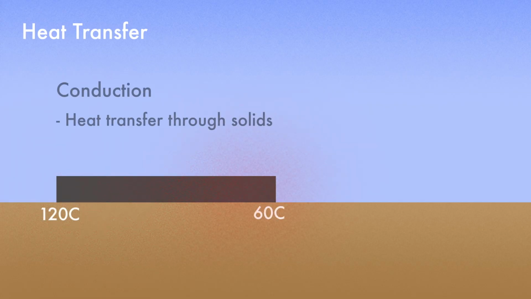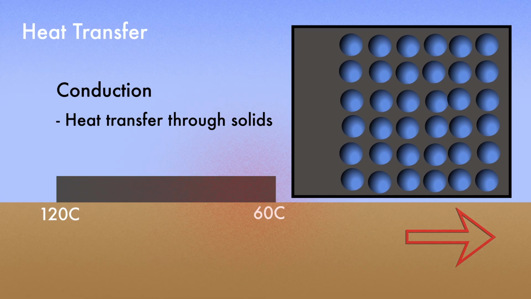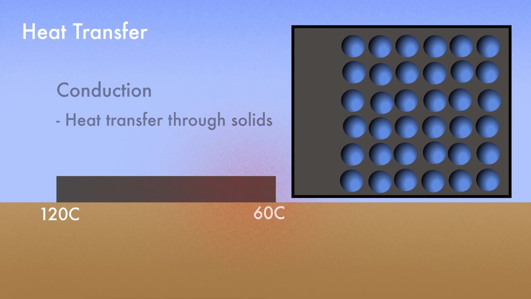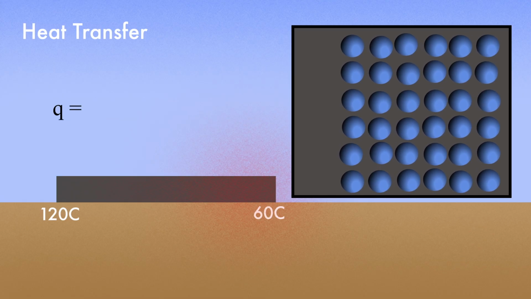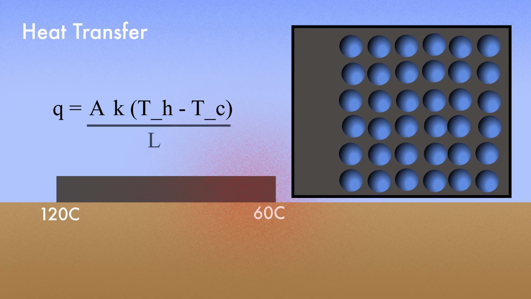Through the plate, the heat moves through conduction, the heat transfer through solids. Atoms in the plate are imparting their energies through each other for the net movement of heat to reach the colder side of the plate. To find the heat transfer rate of conduction, we must multiply the cross-sectional area of the plate with the plate's conductivity and the temperature difference between the hot and cold regions, all over the length of heat transfer.